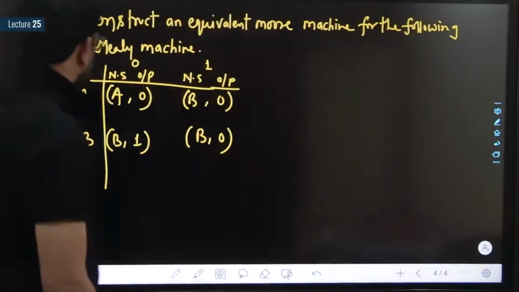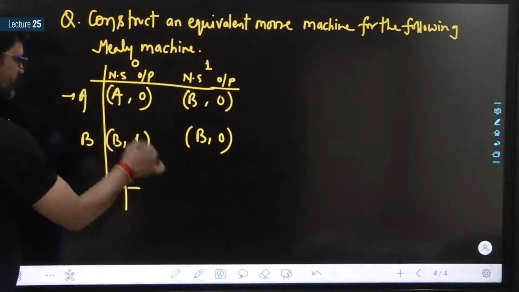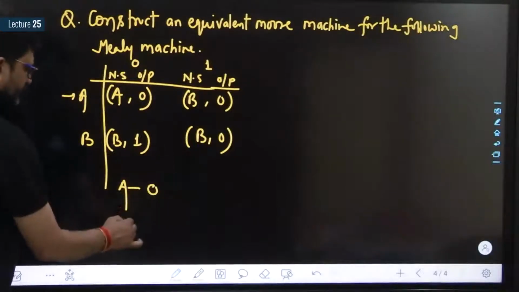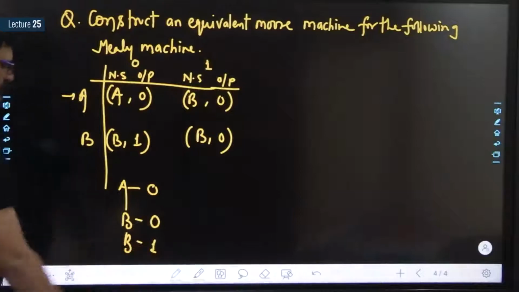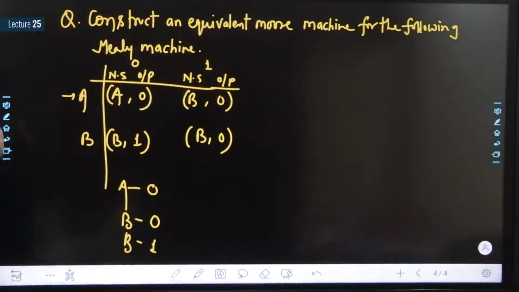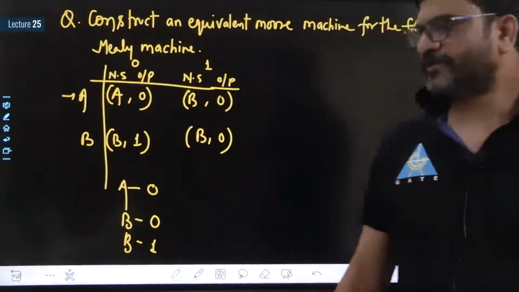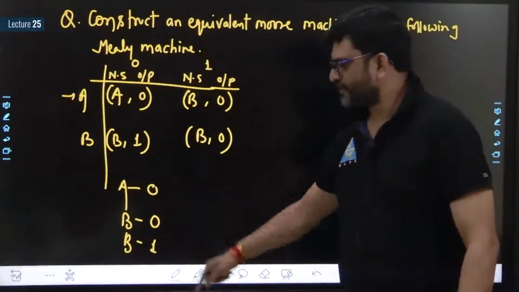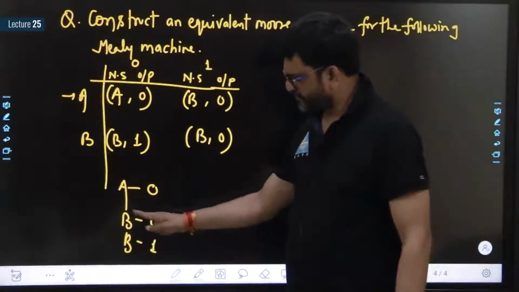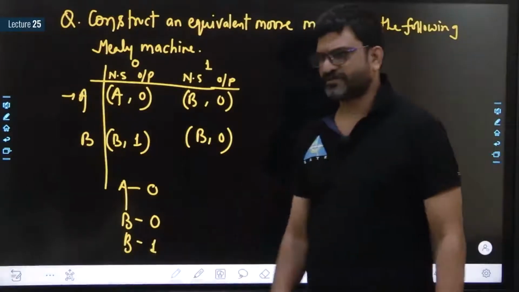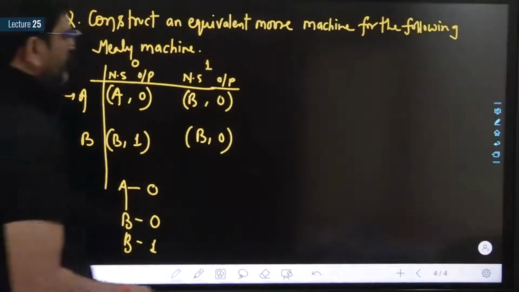See, what are the outputs associated with the states? A 0, B 0 and B 1. Clear? It means when we convert a Mealy machine to a Moore machine, there are 3 states, because 0 is associated with A, 0 is associated with B, and 1 is associated with B. How to convert this?